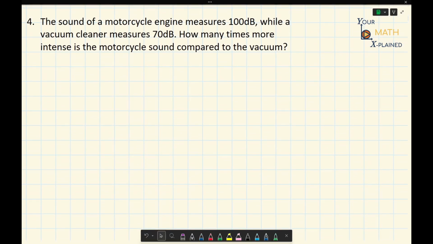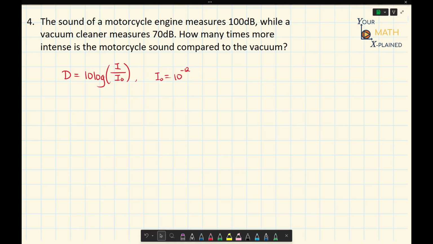For the last example, we're comparing two sounds. The sound of a motorcycle engine is 100 decibels, while a vacuum cleaner is 70 decibels. How many times more intense is the motorcycle sound compared to the vacuum? We're going to use the equation from the previous example. So let's write that down. The decibel level is equal to 10 times log of the intensity divided by I0, where I0 is just equal to 10 to the power of negative 12.